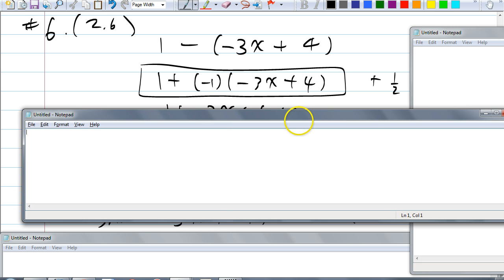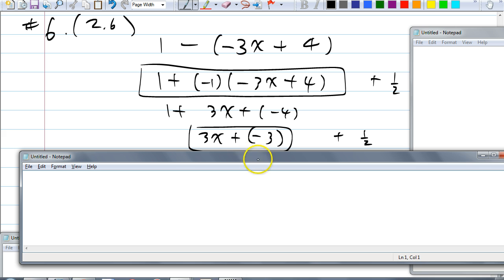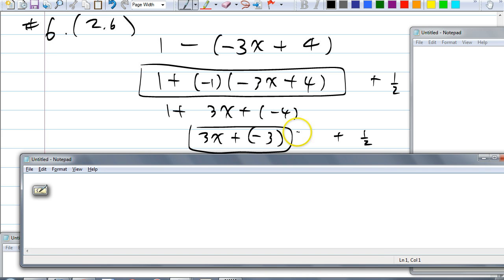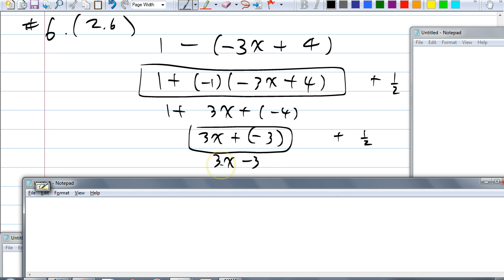Now, of course, when you distribute -1, you get 1 plus 3x plus -4. And then, of course, 1 plus -4 is -3. So give them a half point if they have this step. Now, if they're supposed to go down and write 3x minus 3, if they didn't, I'll still give you full credit. That's fine. So if they have this step and this step, they get half points each, so you get full credit. But you should really simplify.